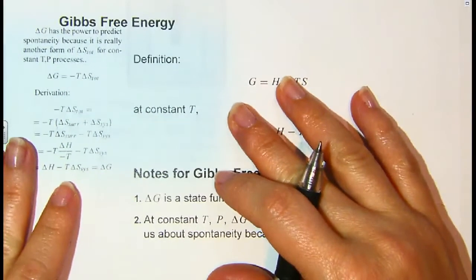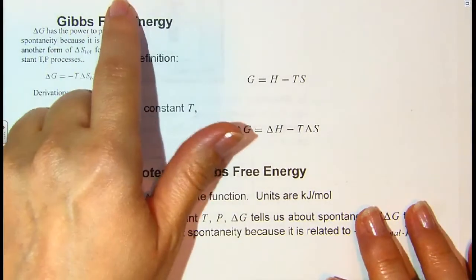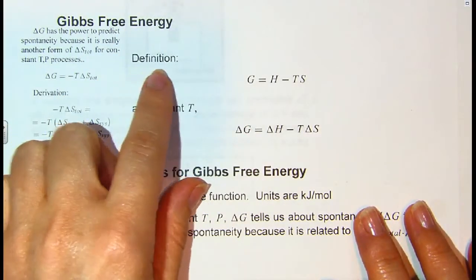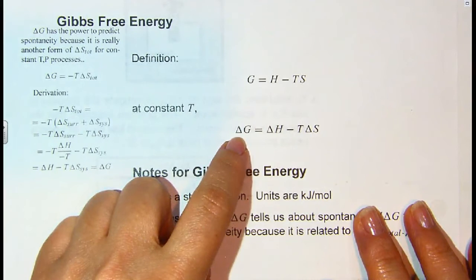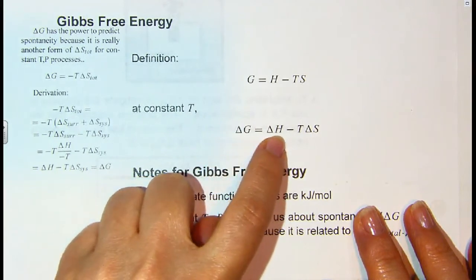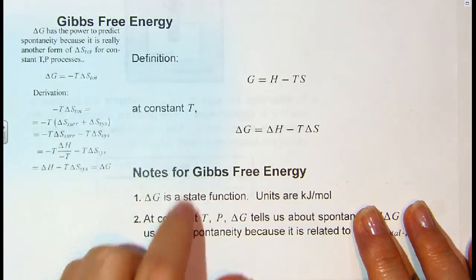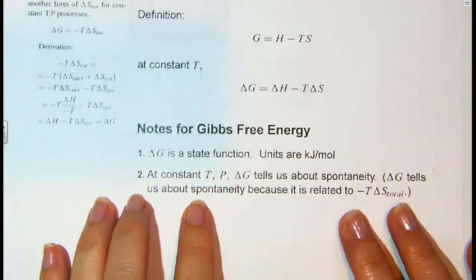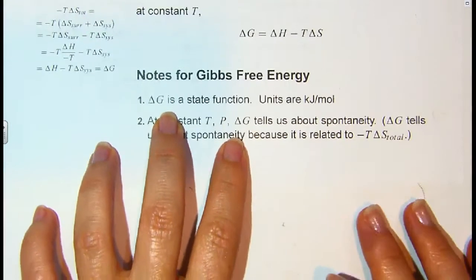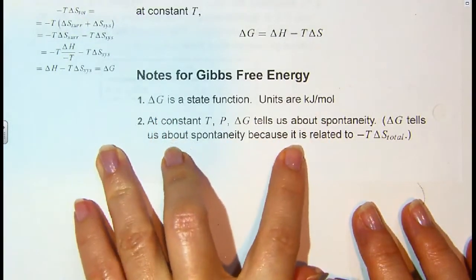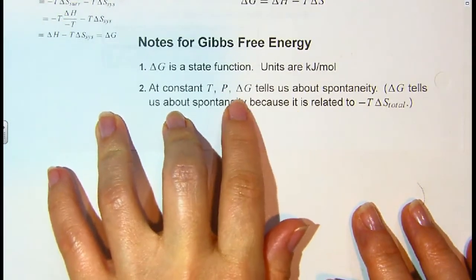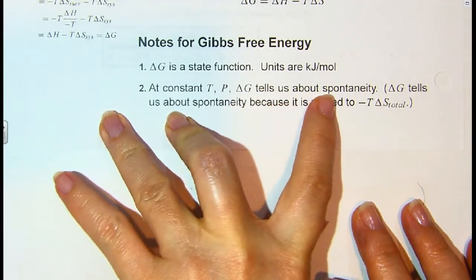Now let's move on to a rather complex topic, Gibbs free energy. By definition, delta G is equal to delta H minus T delta S at a constant temperature. Delta G is a state function. Its units are kilojoules per mole, and at constant temperature and pressure, delta G will tell us about spontaneity.